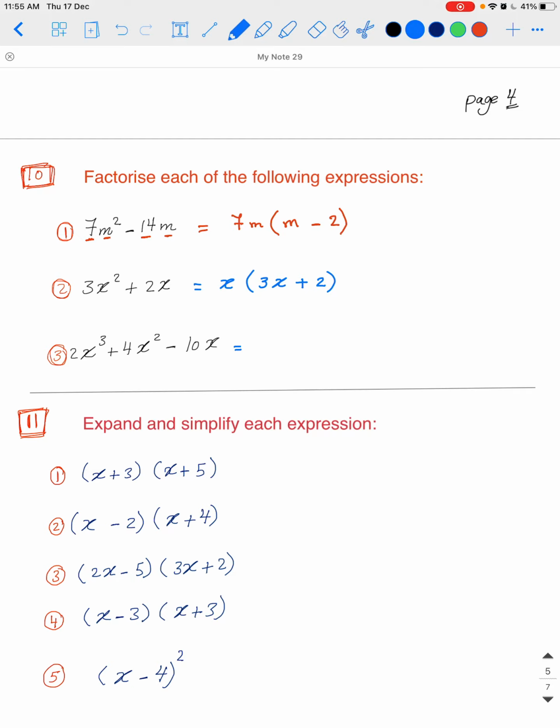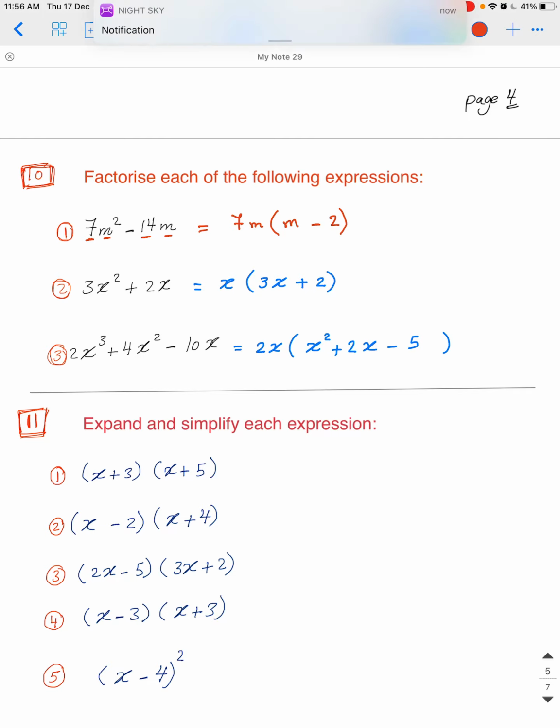Also, I need to take the common factor of 2 and 4 and 10. The common factor between all of them is 2 and also x. Then I will open bracket because I have x power 3, x power 2, and x. So 2 divided by 2 done. X power 3 divided by x, that's x power 2 because I will subtract the powers. After that, plus 4 divided by 2, that's 2. X power 2 divided by x, that's x. Minus 10 divided by 2, that's 5. And x divided by x, that's done.